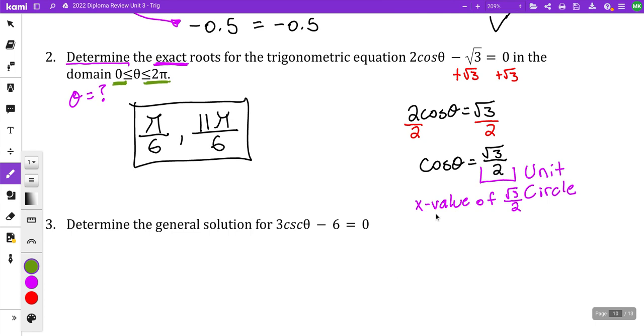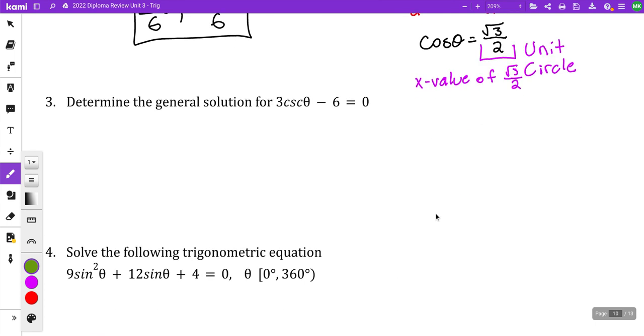All right, number 3. Determine the general solution for 3 cosecant theta minus 6 equals 0. Let's start with just the solution. Let's just start with solving it. It means we're trying to figure out theta. We can figure out the general solution after. Perfect. All right, look, it's linear. That means get theta by itself. Move everything else over. Let's start with that 6. We have to add 6 to both sides.